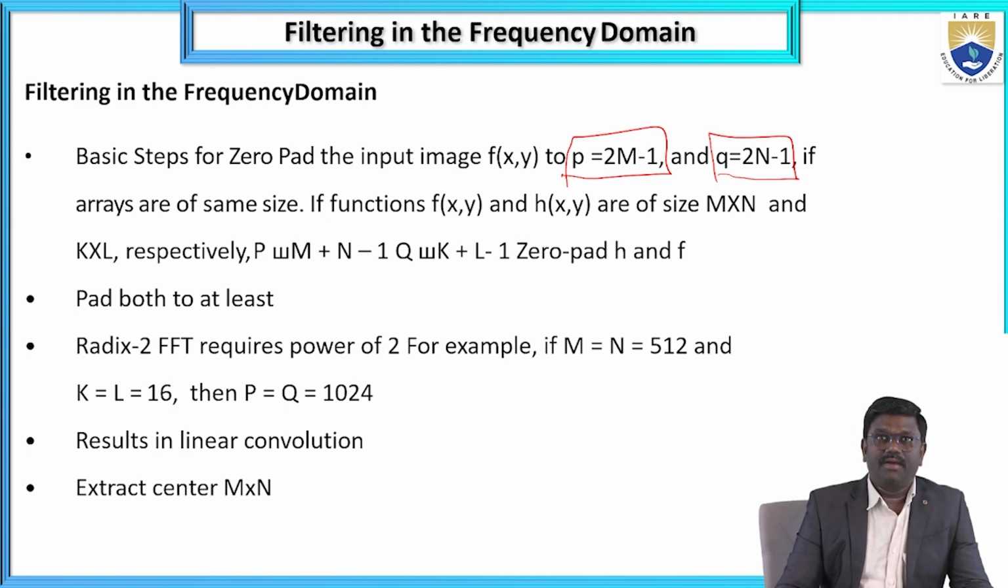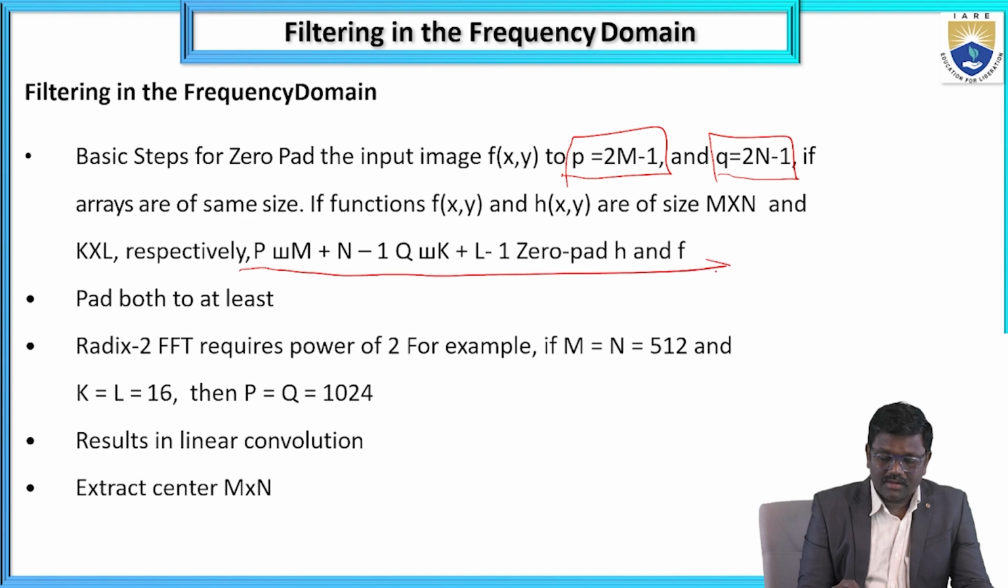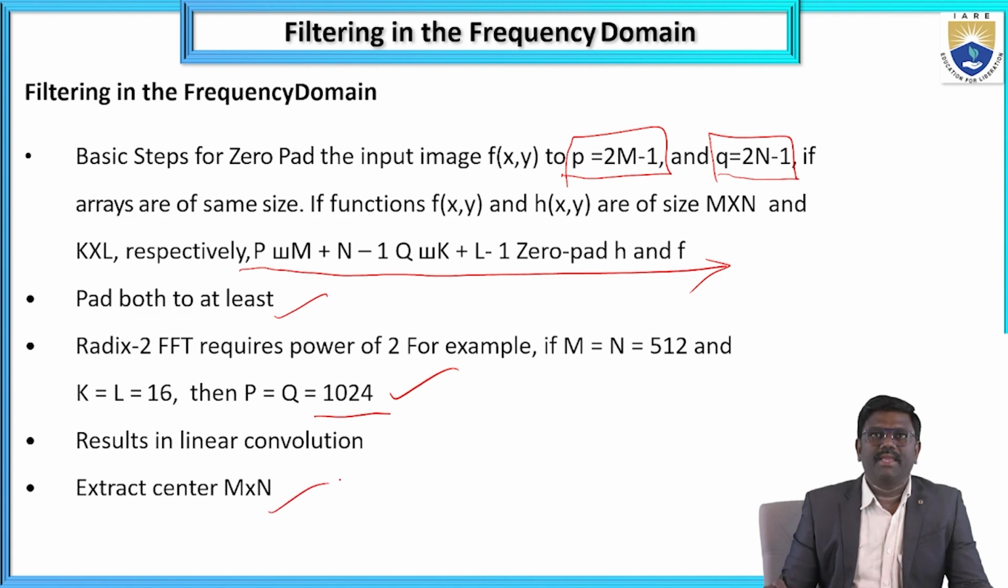If the P value which we want to keep on increases, we zero pad h and f, padding both to at least radix 2, since the FFT requires a power of 2. For example, if M equals N equals 512 and K equals L equals 16, P equals Q equals 1024. The result is a linear convolution from which we extract the M by N values.